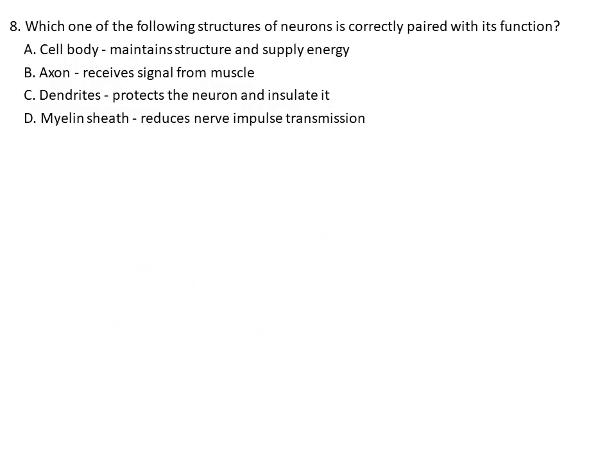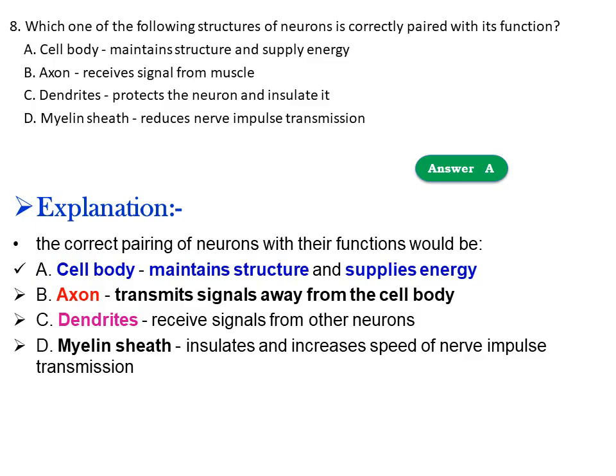Question number eight. Which one of the following structures of neurons is correctly paired with its function? The correct pair should be A. Cell body maintains structure and supplies energy. Going one by one: cell body maintains structure and supplies energy; axon transmits signals away from the cell body; dendrites receive signals from other neurons; the myelin sheath insulates and increases the speed of nerve impulse transmission. So that should be A.